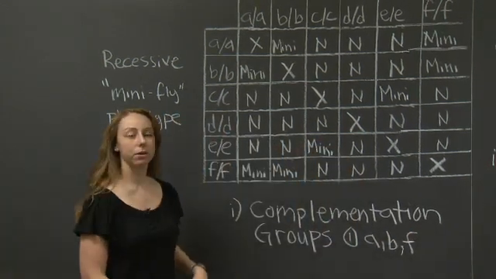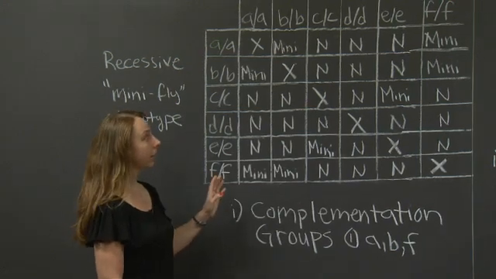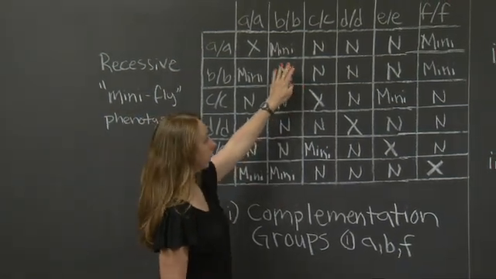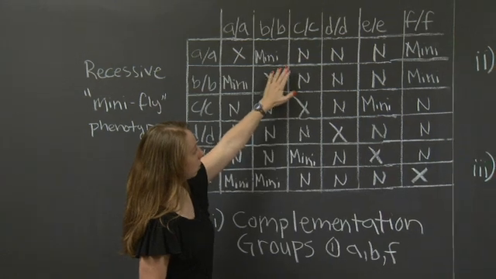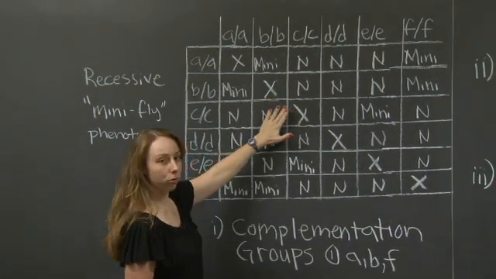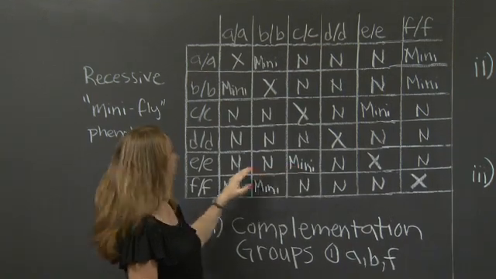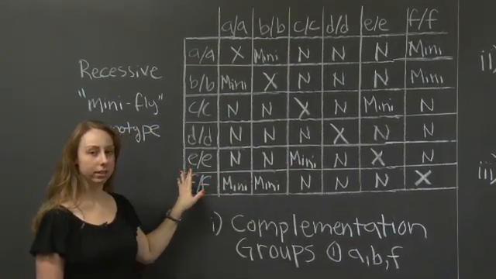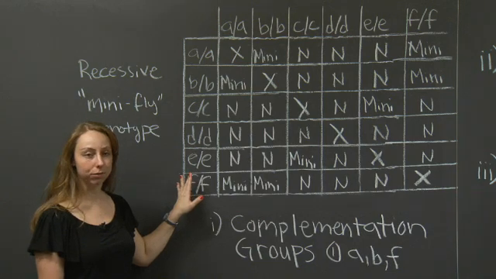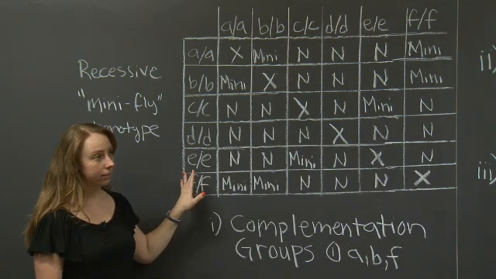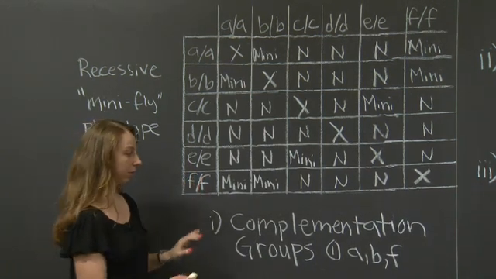All right, so now that we've already looked at A and B, let's continue on to C. So C has normal eyes, a normal fly in all of these instances except this one. When C and E are crossed together, they also have a mini fly phenotype. Thus, C and E also form a complementation group.